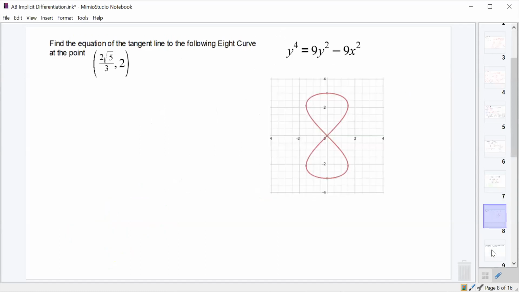All right, here we've got a nice figure 8 curve. y to the 4th equals 9y squared minus 9x squared. And we want to write the equation of the tangent line to this at the point 2 root 5 over 3, comma 2. So this is a good one for implicit differentiation. One, because we know it's not a function. And two, because it's got y's on the left and y's on the right. So what should we do to take the derivative?